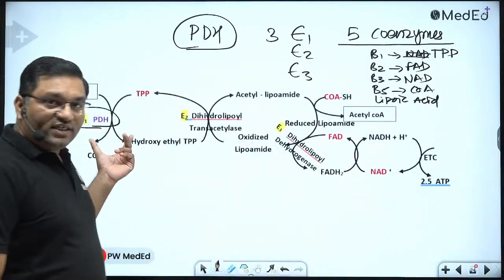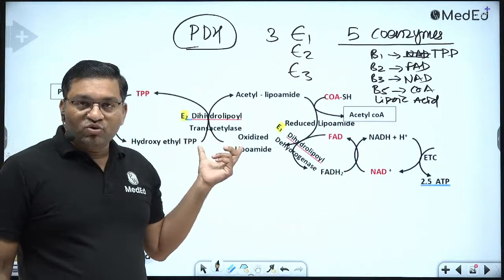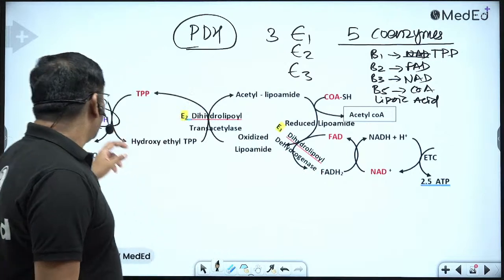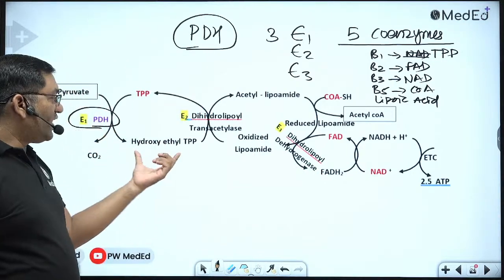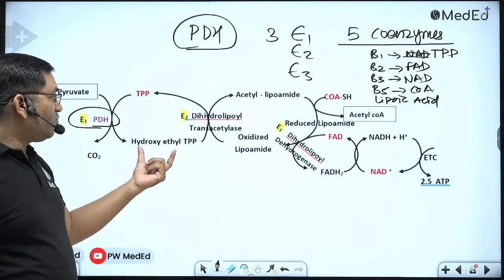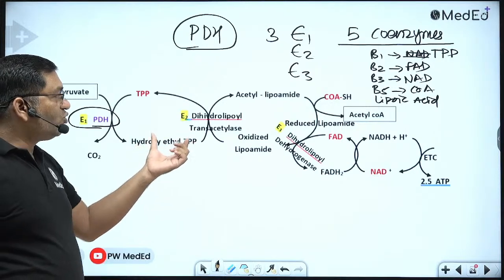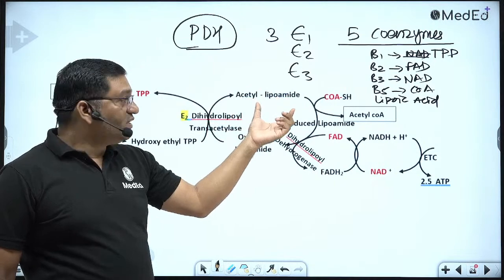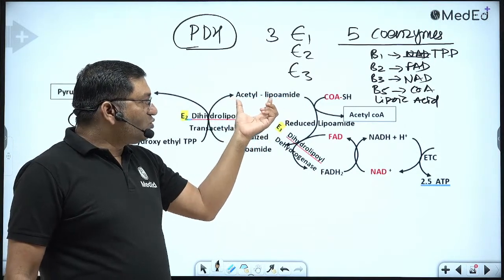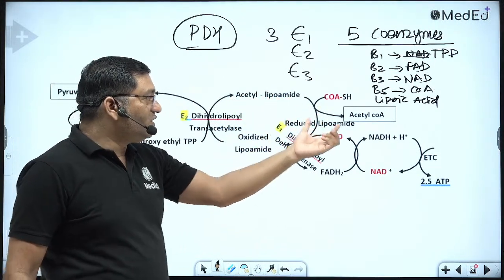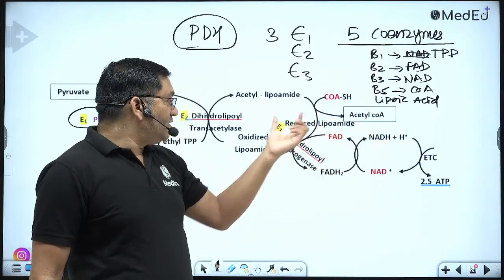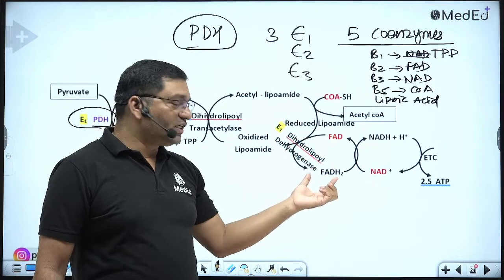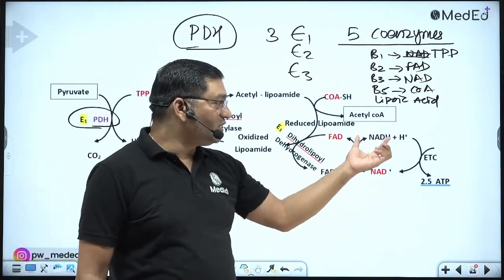E1 is pyruvate dehydrogenase, E2 is dihydrolipoyl transacetylase and E3 is dihydrolipoyl dehydrogenase. Here pyruvate is converted into hydroxyethyl thiamine pyrophosphate, which donates this group to the lipoamide, and there is formation of acetyl lipoamide, and from this the acetyl group is converted into acetyl coenzyme A, and there is formation of reduced lipoamide, and in this reaction FAD is converted into FADH2 and NAD is converted into NADH.